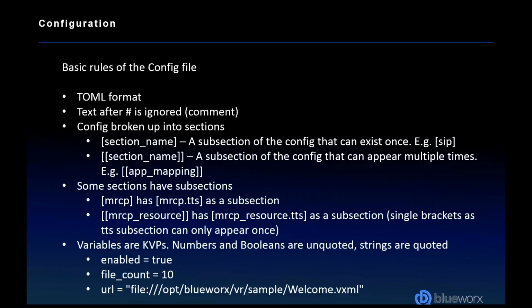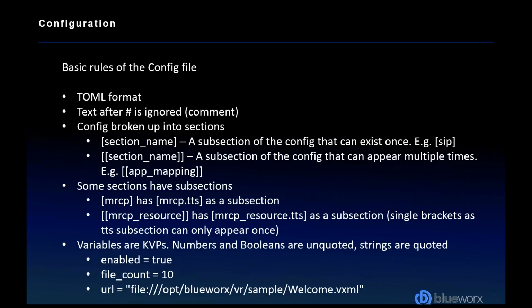So it's pretty standard for some config files. Anything after a hash is ignored. I think you call that pound, actually. Anything after a pound is ignored. And the config is broken up into sections. So anything in single square brackets is a section that can only appear once. So, for example, general parameters, SIP parameters, the streaming engine config. But you do get some in double brackets, which means that they're an array, so they can appear multiple times.